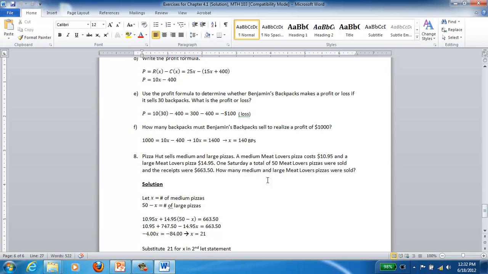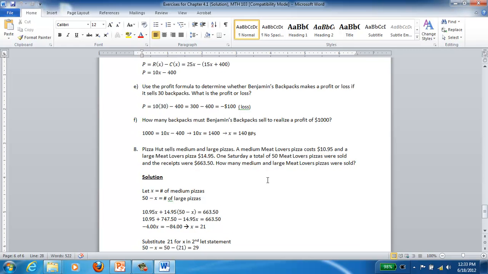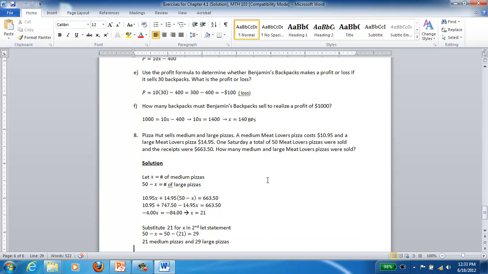We're then going to use the revenue generated by the sale of each type of pizza to solve the problem. Here we have 10.95x plus 14.95 times the quantity 50 minus x equals 663.50. Simplifying, we get a solution of x equals 21. Taking the 21 and subtracting that from 50 means that we have sold 29 large pizzas and 21 medium pizzas in order to satisfy the constraints in the problem.